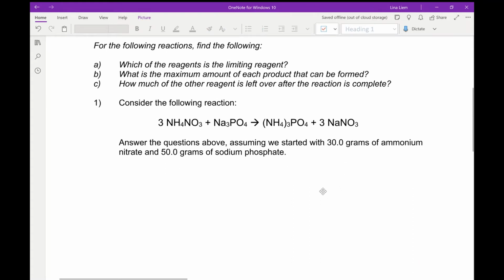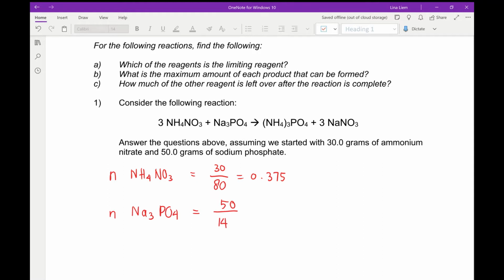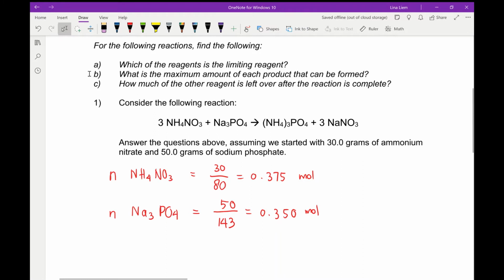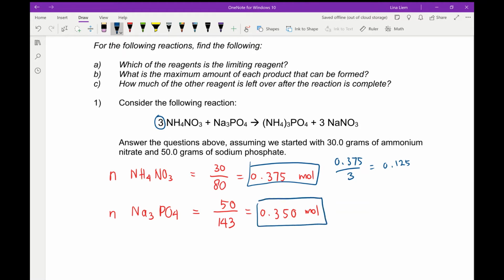First thing you need to do is convert gram to mole. Once you have the mole, you take the number of mole and divide it by the coefficient. You get 0.125. Do the same with sodium phosphate.